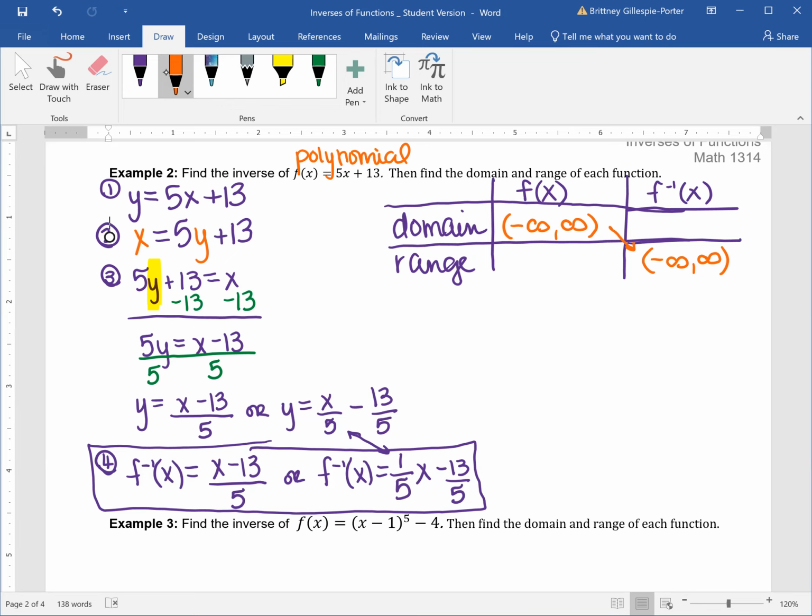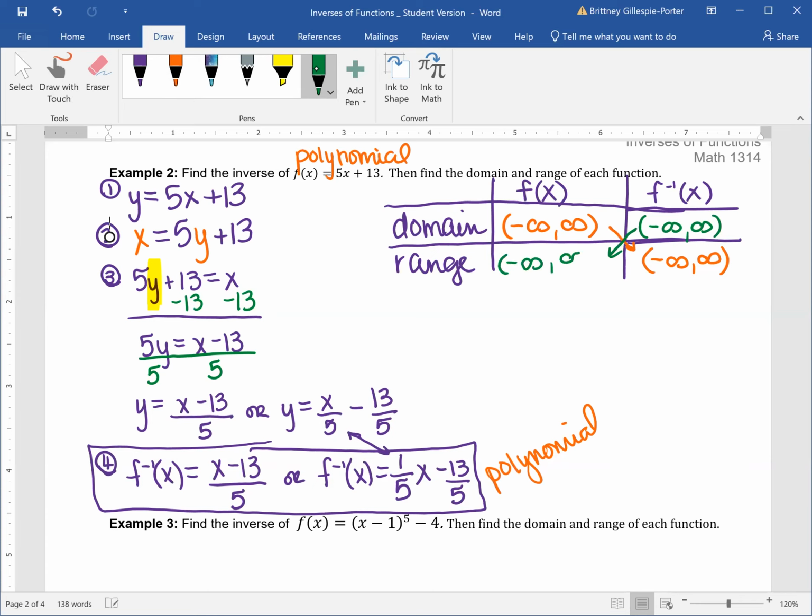Now our inverse, even though it looks kind of icky, it does not have any radicals. It does not have any exponents other than the one. Doesn't have any variables in the denominator. This guy is another polynomial. Just looks a little different, but that's okay. And because he's a polynomial, we know the domain is negative infinity to positive infinity, which means that the range of the original is also negative infinity to positive infinity.